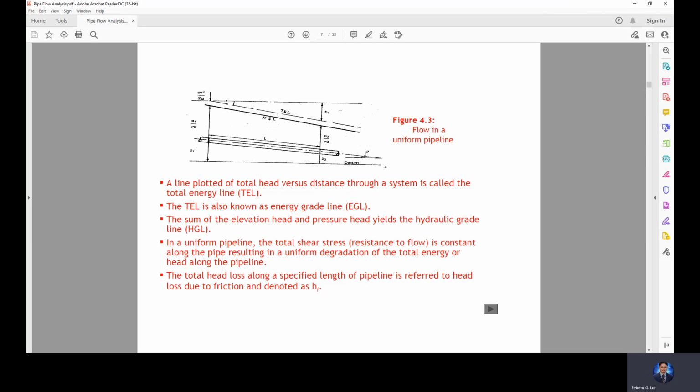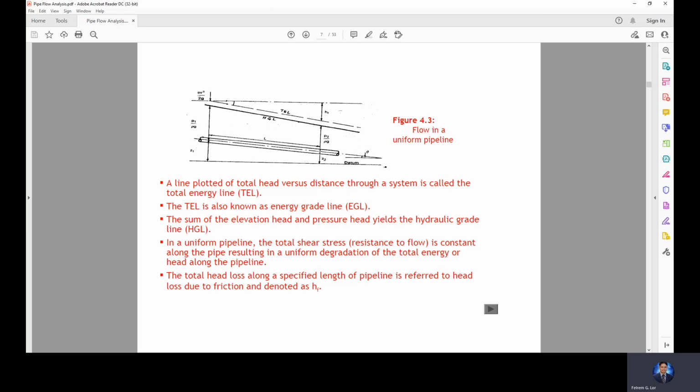Okay, so as we have learned in our physics, energy can neither be created nor destroyed. It can only transform from one form to another. So in this case, since energy cannot be destroyed or created, we can just equate the total energy at point 1 to point 2.